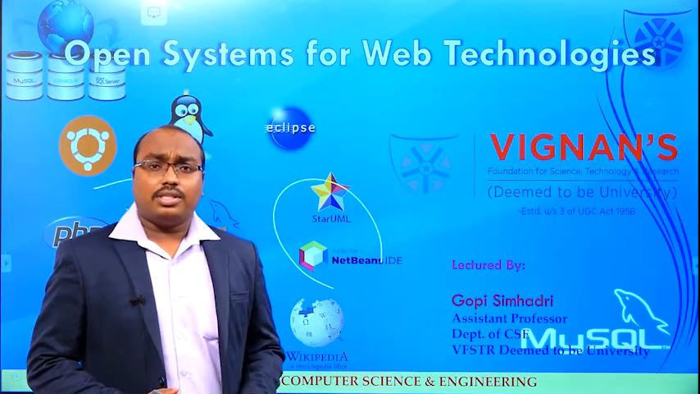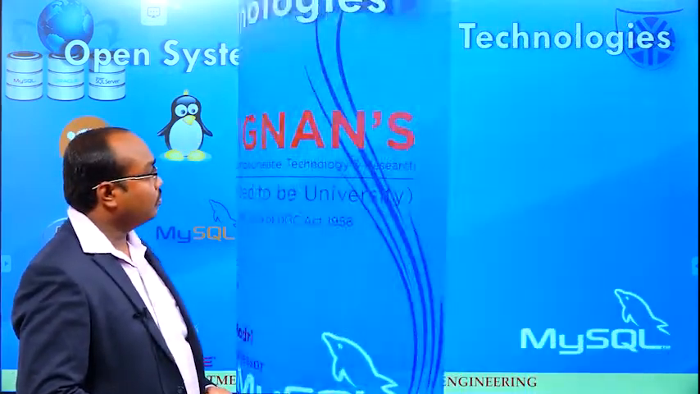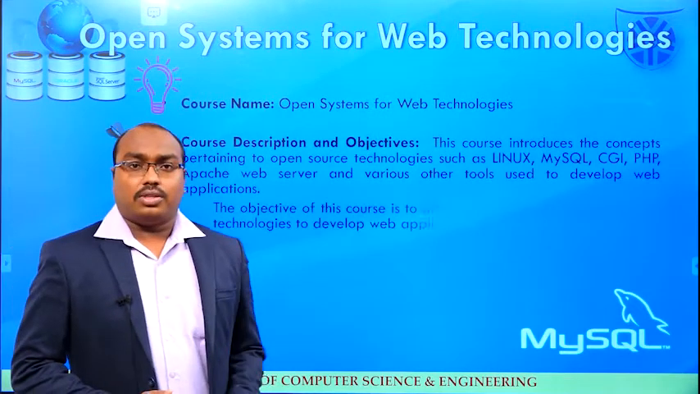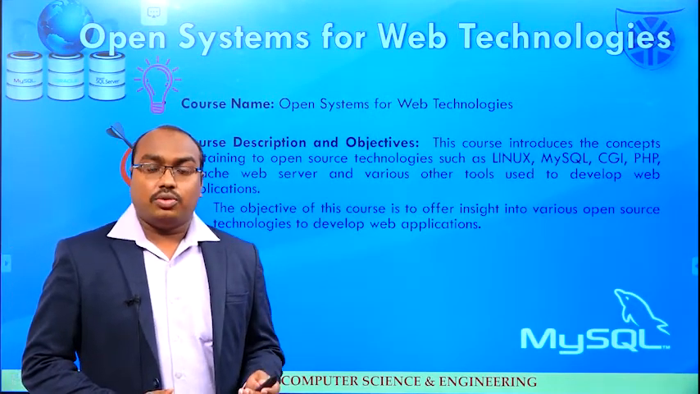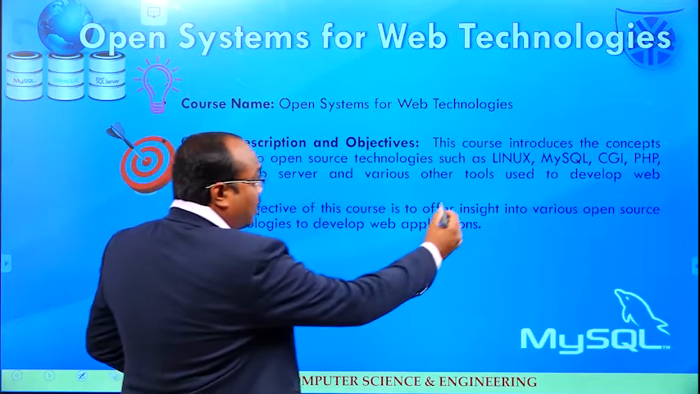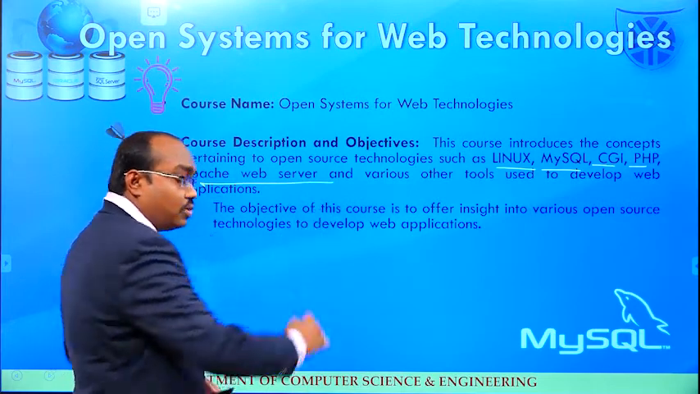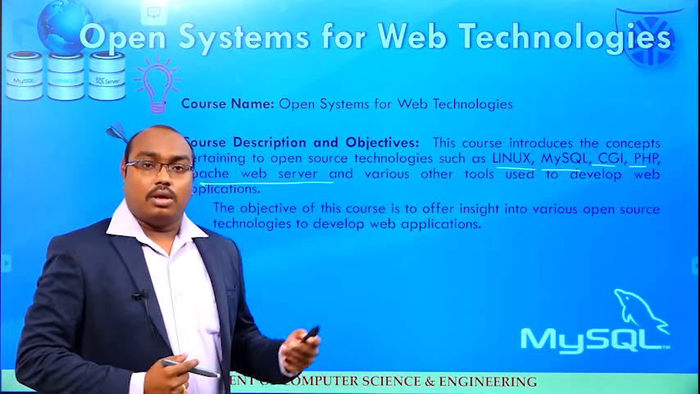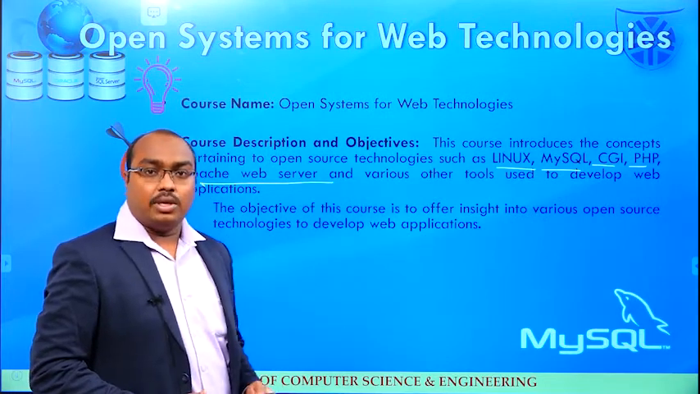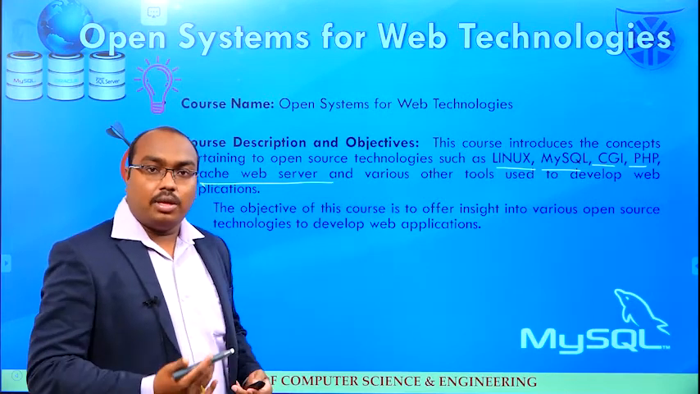So what are the course description and objectives? The main objective of this course is, by using open source technologies, you can develop web applications. So what are the open source technologies? Such as Linux, MySQL, CGI, PHP, and Apache web servers. So these are all our open source technologies. The main objective of this course is, by using these open source technologies, we can develop web applications.